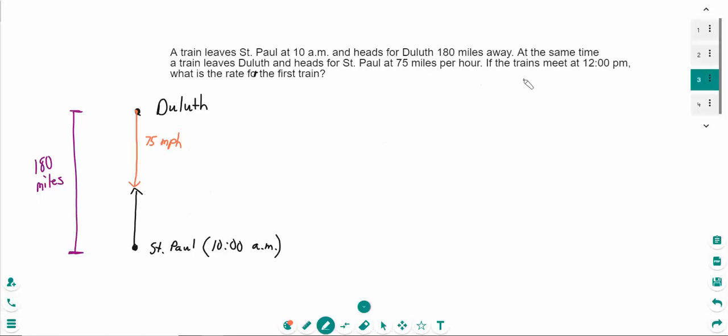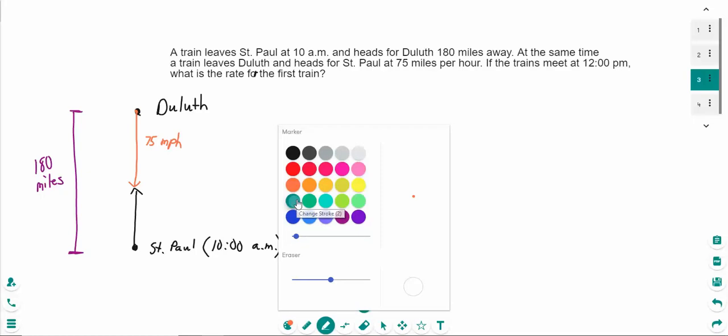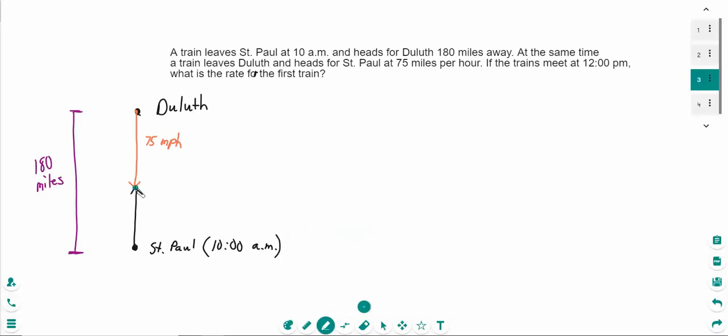If the trains meet at 12 o'clock p.m., so they meet right at this point. This is where they meet, and they meet at 12 o'clock p.m. What is the rate for the first train? The first train is going to be this one, the one in black. The second train is the orange one. So they want to know the rate of the first one. Notice they gave us the rate of the orange one. All right, so there we go.